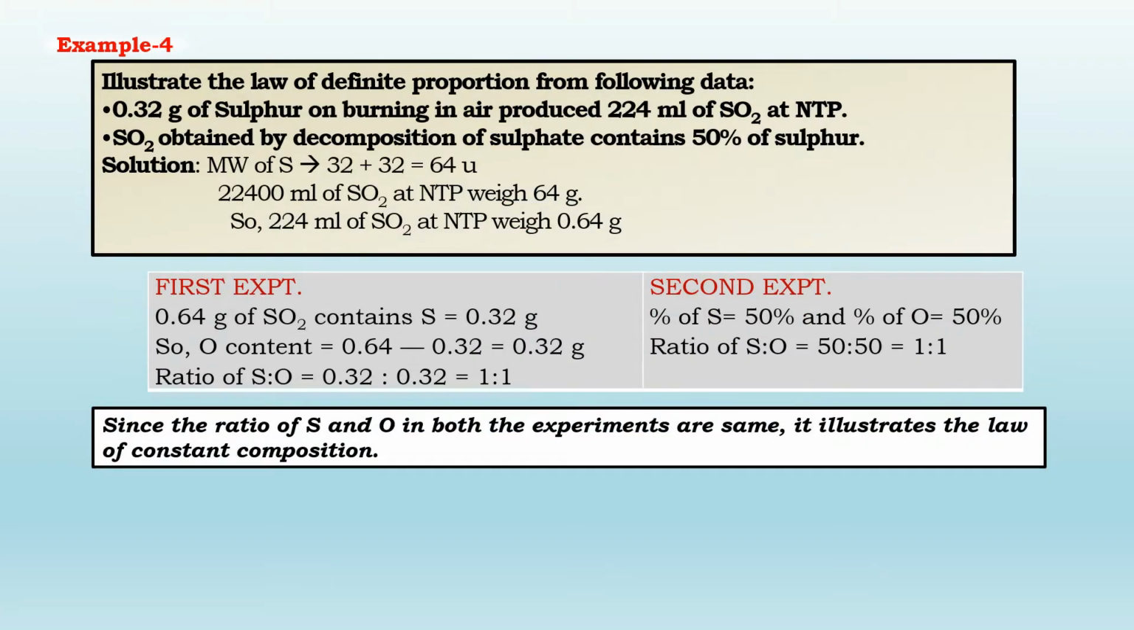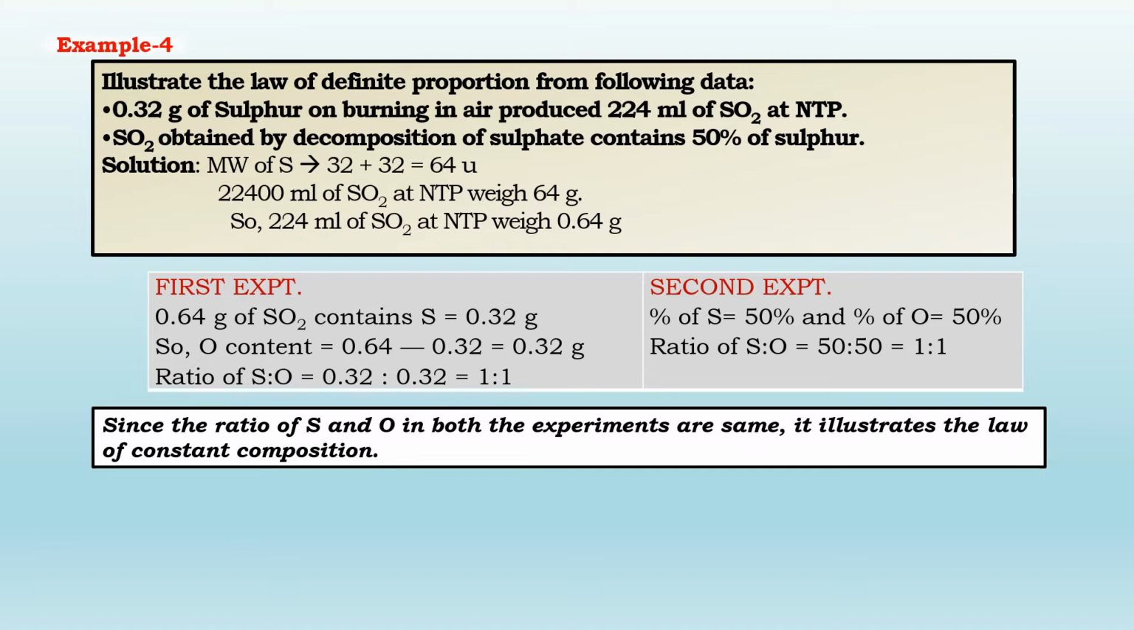Example 4. Illustrate the law of definite proportion from the following data. 0.32 gram of sulfur on burning in air produced 224 ml of sulfur dioxide at NTP, and SO2 obtained by decomposition of sulfate contains 50% sulfur. Solution: molecular weight of sulfur dioxide is equal to 32 plus 32 is equal to 64 units. 22,400 ml of sulfur dioxide at NTP weigh 64 gram.